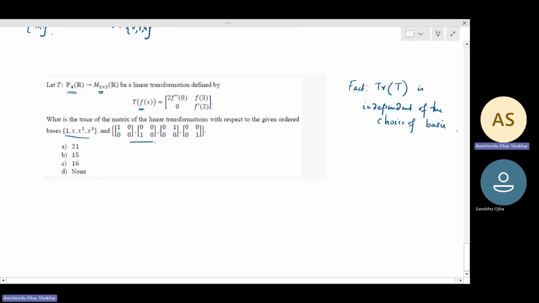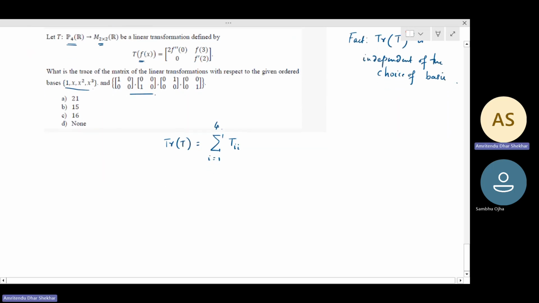So what is the trace of T? The trace of T is defined as, it's just the sum of the diagonal elements, so it's the sum over i of T_ii. Now, what is T_ii is the question. Let me just briefly write what this is. We have seen this in one of the problems, so this is just a recap of that.